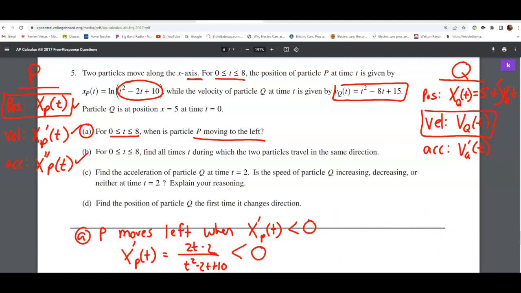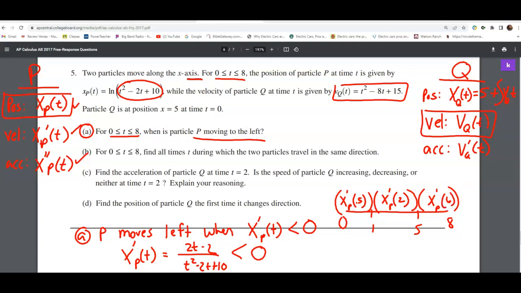And now I'll do my number line test. We're going from 0 to 8, and I've got two critical values, 1 and 5. And I need to test these intervals and determine if x prime of p is positive or negative on each one of these intervals. If it's negative, I'm moving to the left. If it's positive, then I'm moving to the right. So I would need to plug in something like 0.5 here. Here I would need to plug in something like 2. And here I would need to plug in something like 6.